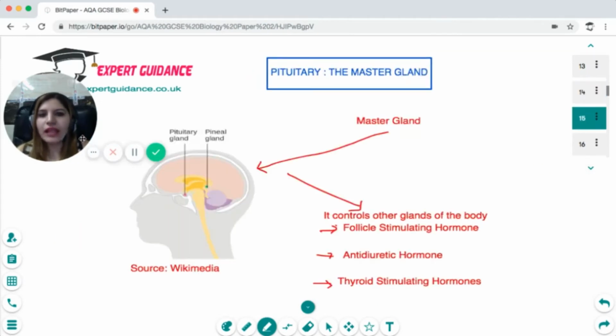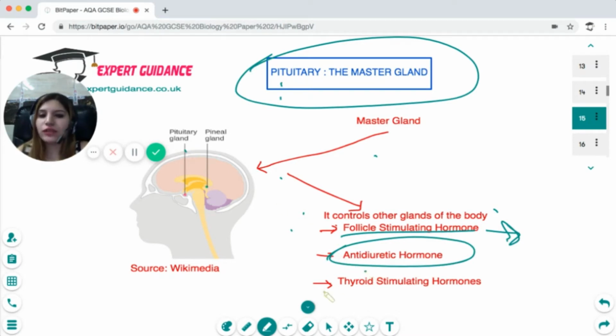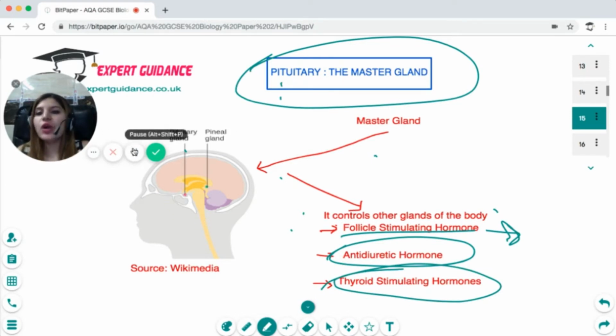effective. Now there's a master gland. The master gland is the pituitary. Why is it a master gland? Because it controls the other glands of the body. It controls the follicle stimulating hormone, which is responsible for management of menstruation and reproduction. Antidiuretic hormone is also controlled by the pituitary gland, which maintains the water level of the body. And thyroid stimulating hormone is also controlled by the pituitary, which maintains the metabolic levels of the body. Okay, so it's very important to know that the pituitary is a master gland, and why it is a master gland.